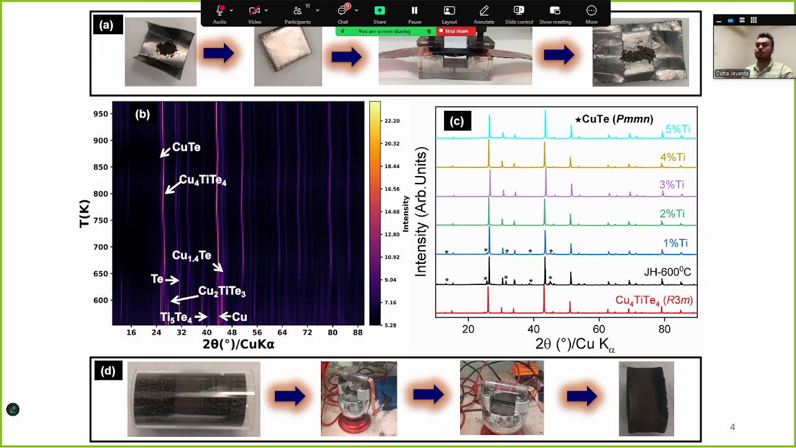That would be nice, because then you show the story is complete, right? You've basically observed the impurity phases and then added excess titanium. So from B to C, you're adding excess titanium, and now what you should see is that no copper telluride should form. That's what you want to show.